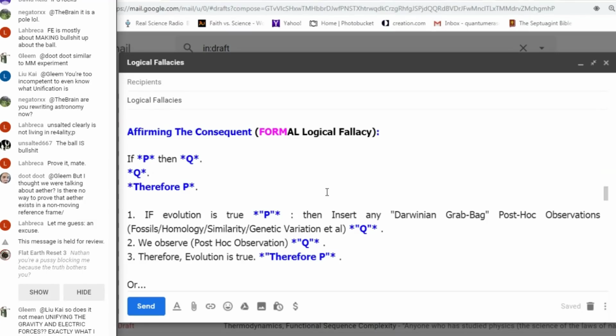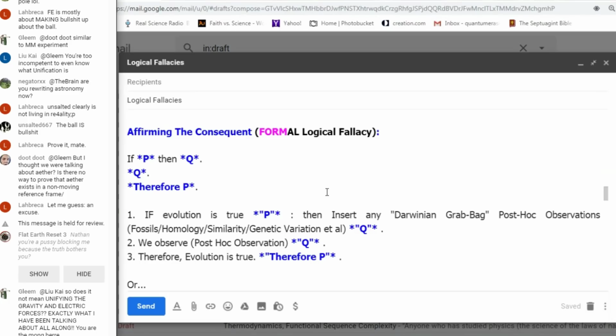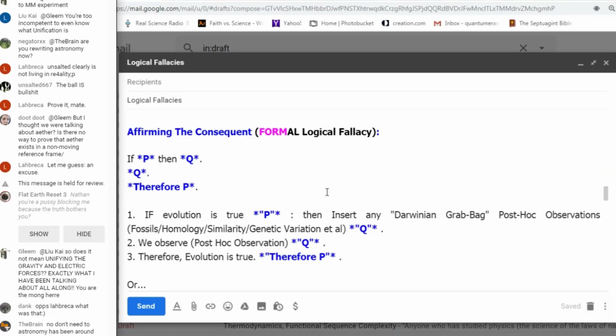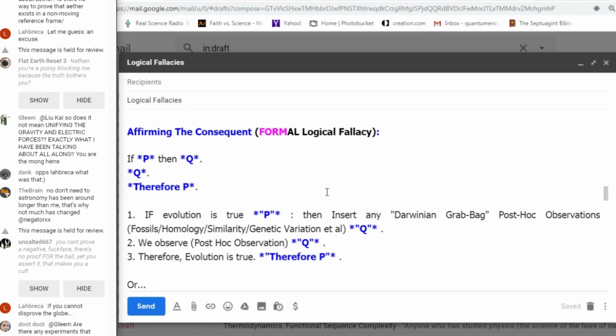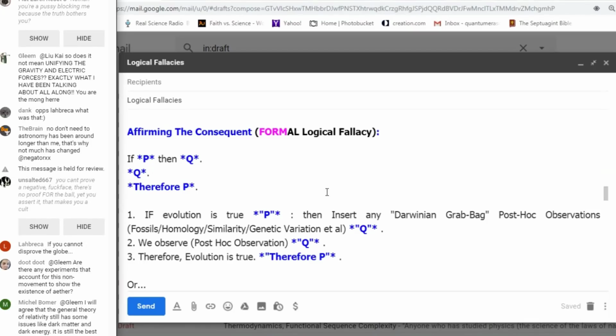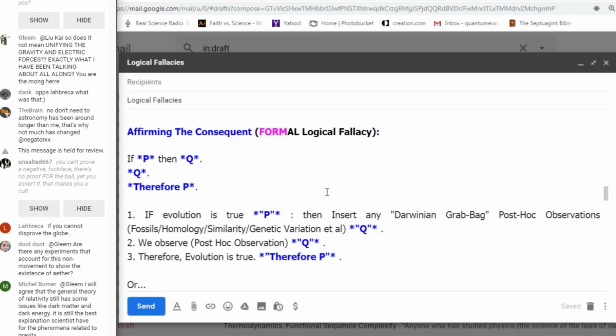So the person who fell victim to this most recently, there's been many, was John Le Bon. Now, John Le Bon, I really like, and he's taught me a lot about logical fallacies, believe it or not. So big shout out to John Le Bon. I really do like him. I'm ribbing him because it's necessary. But he fell victim to exactly this.